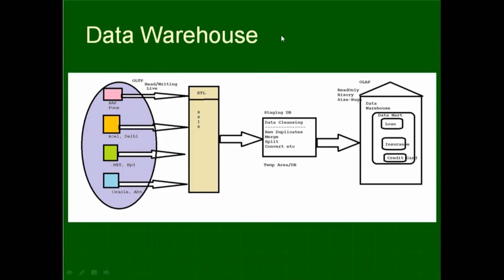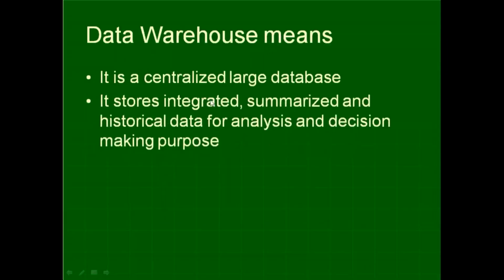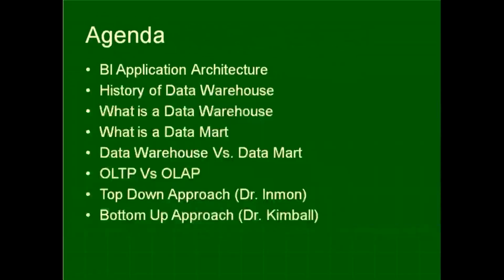Okay. So tomorrow we'll talk about a few more things. Now, a data warehouse is a centralized large database. It stores integrated, summarized, and historical data for analysis and decision-making purposes. So we'll discuss this one. OLTP and OLAP we already discussed, and we'll also continue further. Clear? So it is a very interesting point.